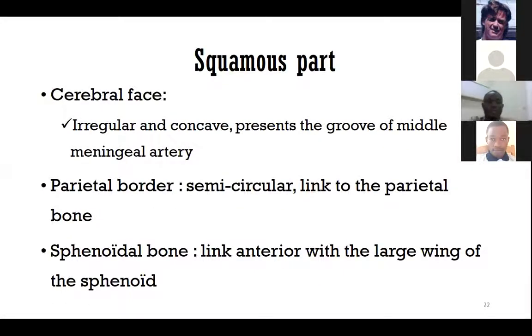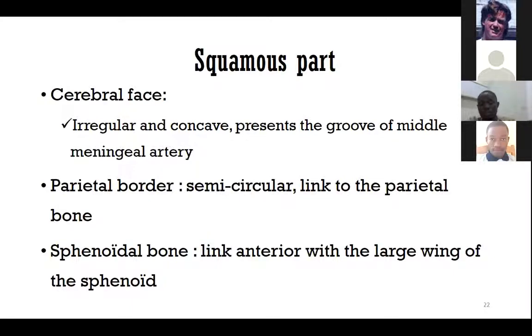Let us talk about the cerebral face of the squamous part. It's irregular and concave and presents the groove of the middle meningeal artery. Like we said before, this artery is responsible for the epidural hematoma when we have a traumatism of the petrous bone of the temporal. Let us say that we can pass through the squamous part of the temporal bone when we have fractures of the petrous bone.